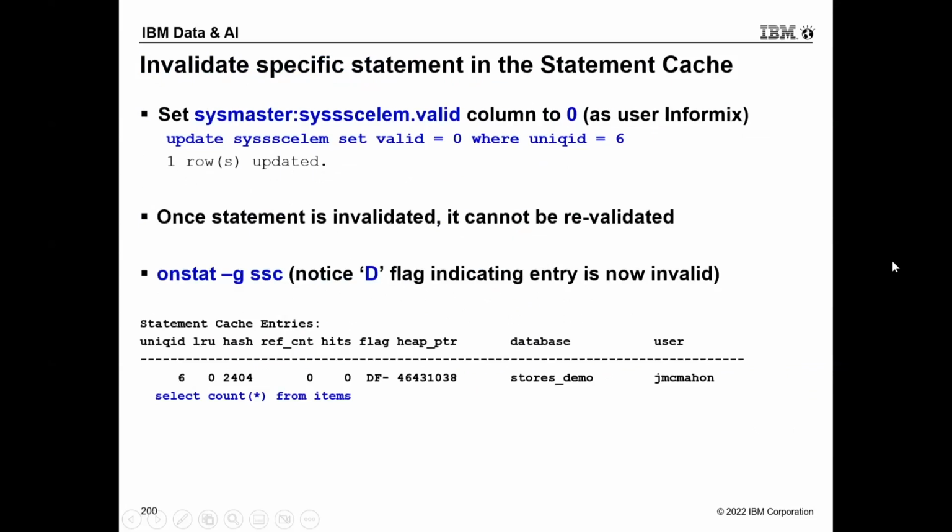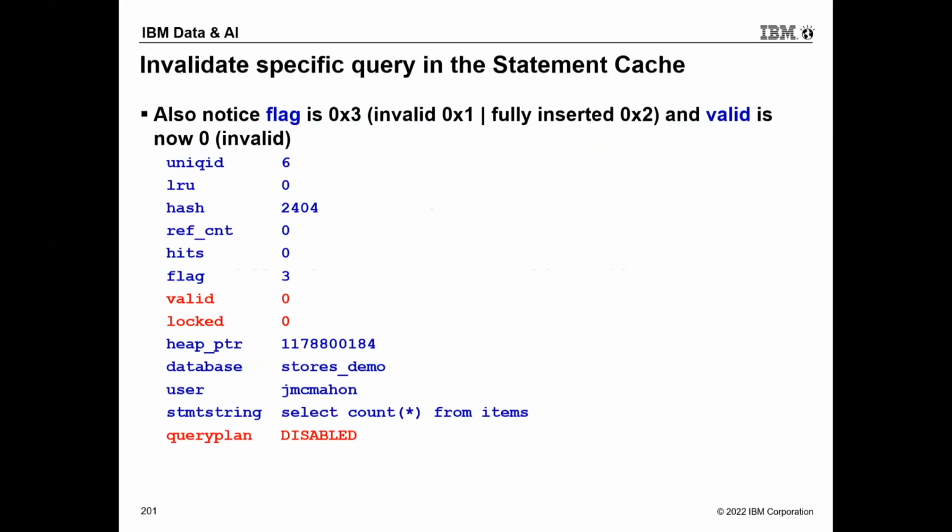If you want to invalidate a specific statement in the statement cache, set valid equals 0 where unique ID is 6 for a particular statement. And once it's invalidated, it cannot be revalidated. Invalidating a specific query in the statement cache.